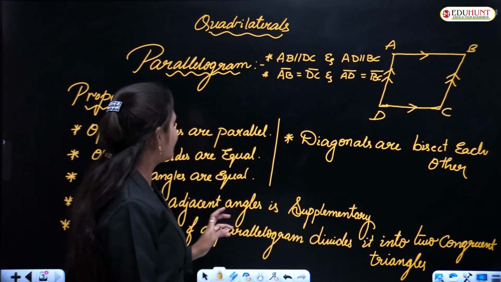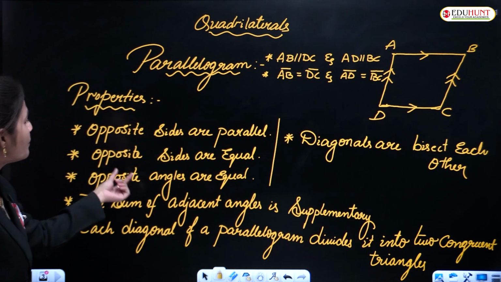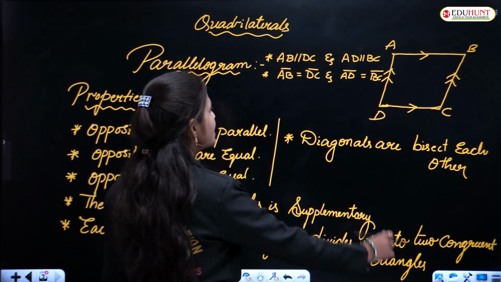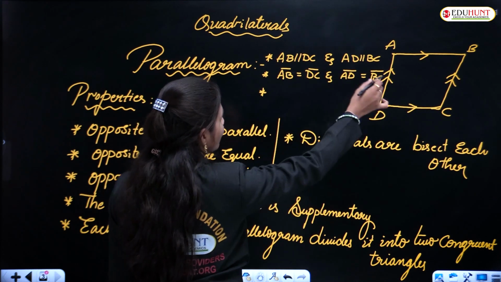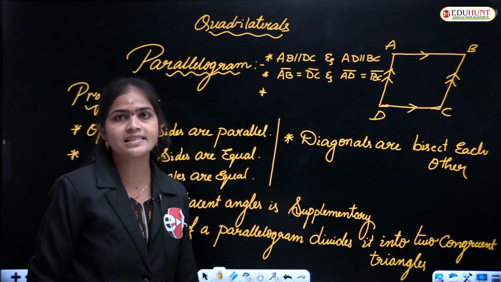Is it clear? Next, the third one, opposite angles are equal. Opposite angles are equal means, in the quadrilateral, what are the opposite angles here?